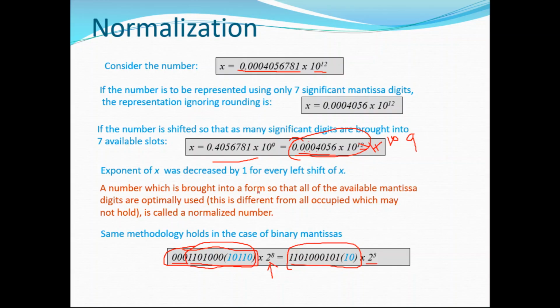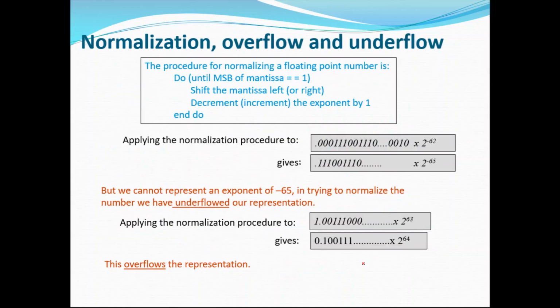So this is called normalizing a number. A number is brought into a form so that all the available Mantissa digits are optimally utilized. Otherwise, these zeros are unnecessarily occupying the space. So we move this to the left and adjust the exponent part. This is normally what we do in floating point arithmetic.